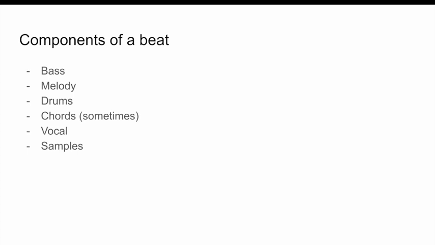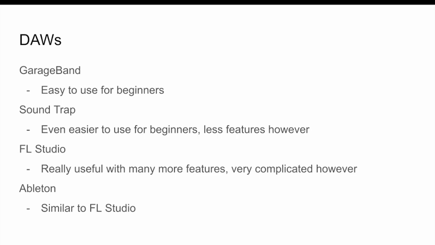But we learned about the differences between these and how each of them affect each song. So a pop song might require more melody, whereas a hip hop song might require more drums and bass. So for each beat that we're gonna make, we're gonna focus on each part of those that would apply specifically to the genre. Then we learned about DAWs.